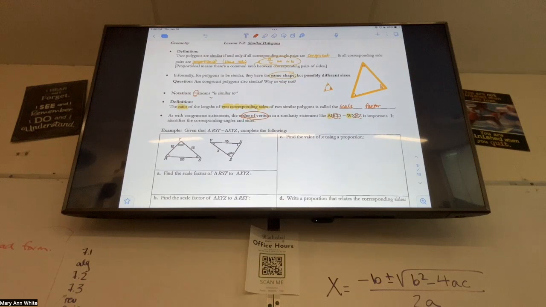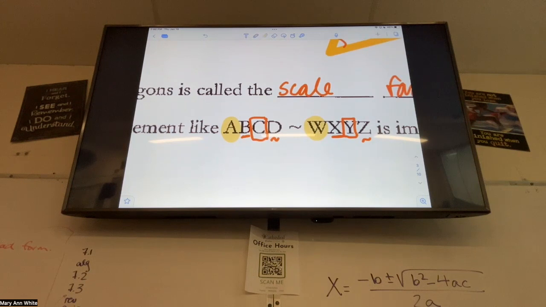Okay, so just like we did congruent statements, it also helps me know which sides are proportional to each other. So like in this case, CD would be proportional to what side?